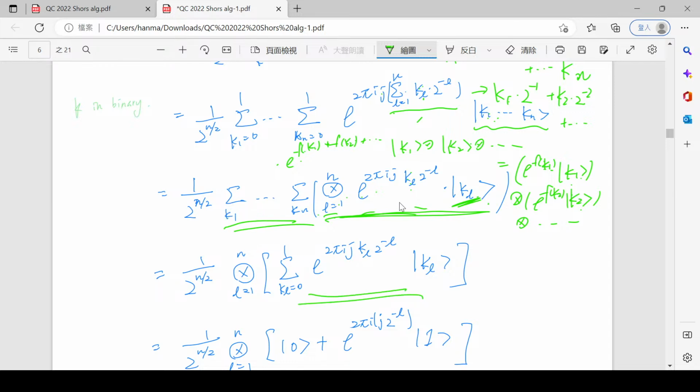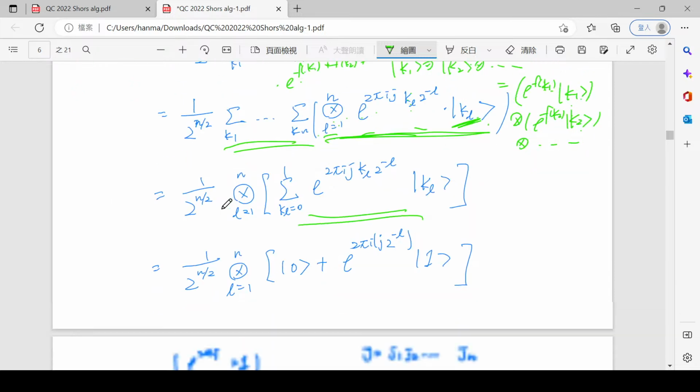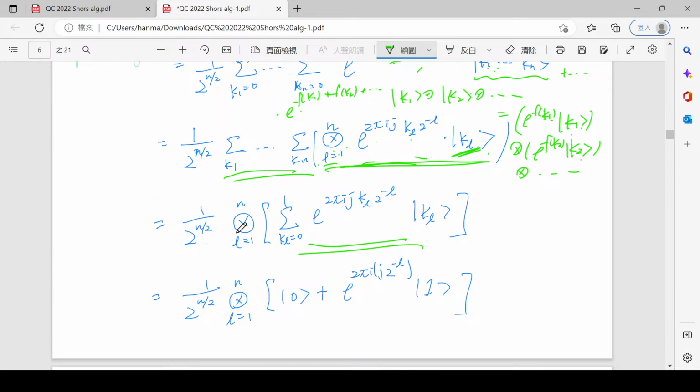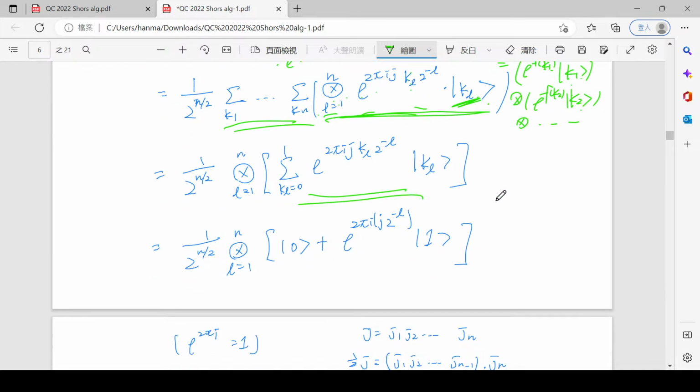Because for k1, only when l equals 1 depends on k1, and for k2 only this thing depends on k2. Okay, so we can move the summation inside this product, this tensor product, and then we are basically done. Now the next step is we write down this 0 and 1 explicitly. When we write down this 0 and 1 explicitly, then obviously there is a k equal to 0 case here, and when k equals 0, then obviously this whole factor is 0, so you don't have a factor here.